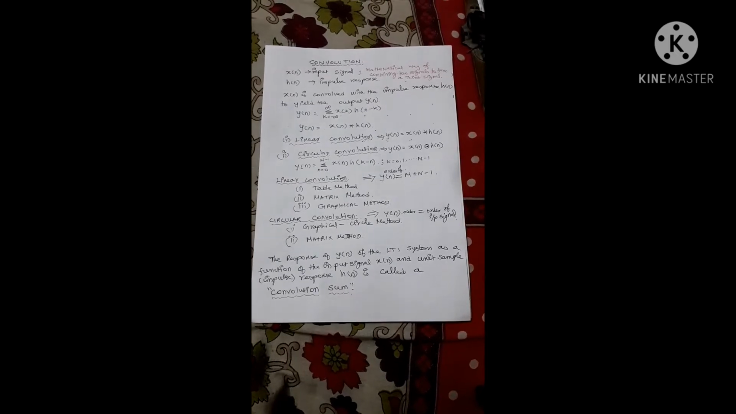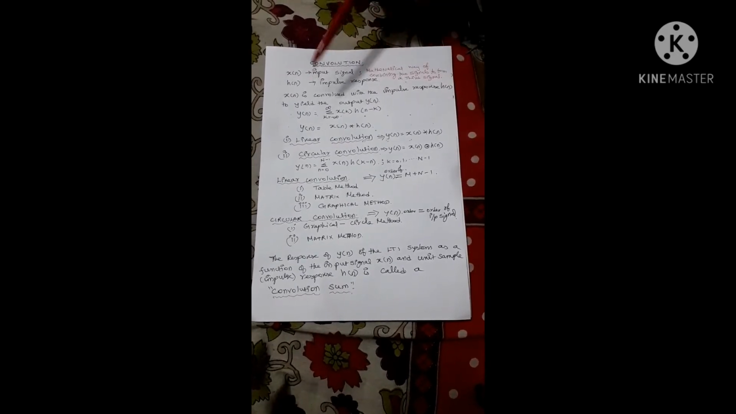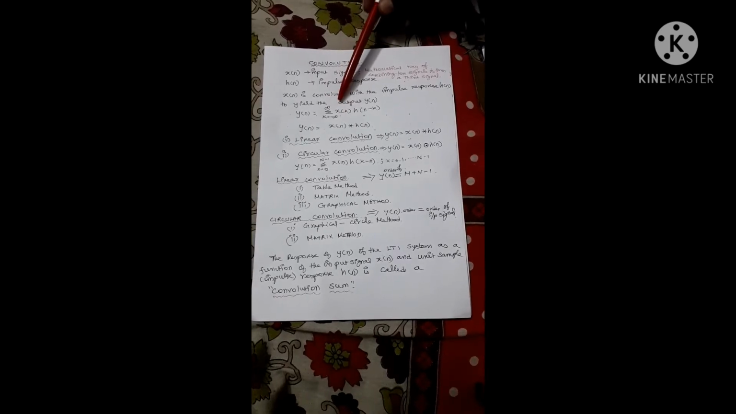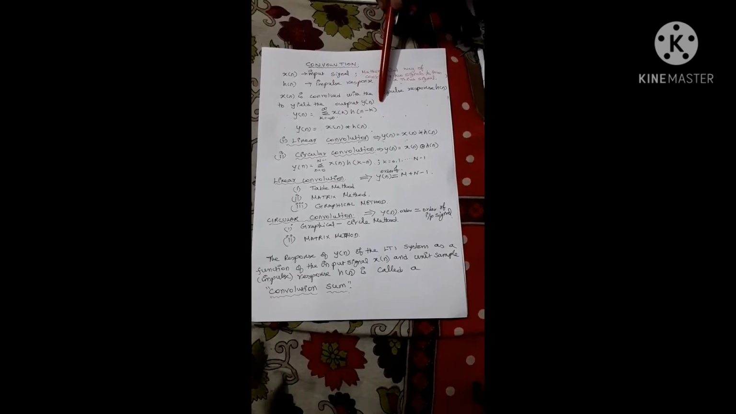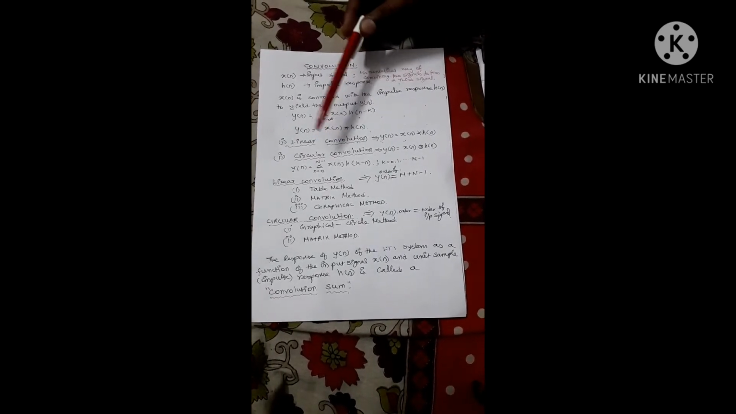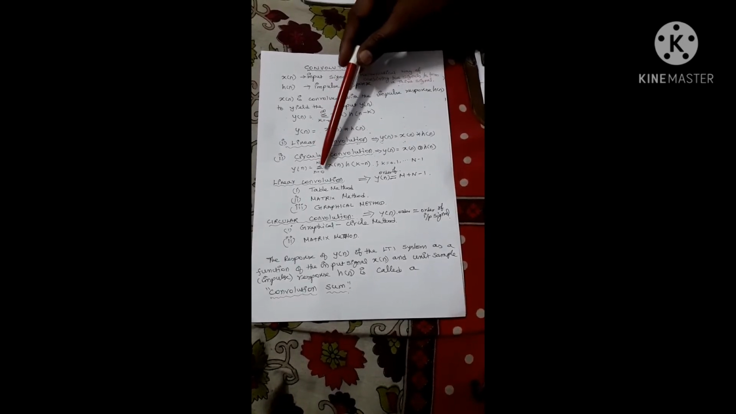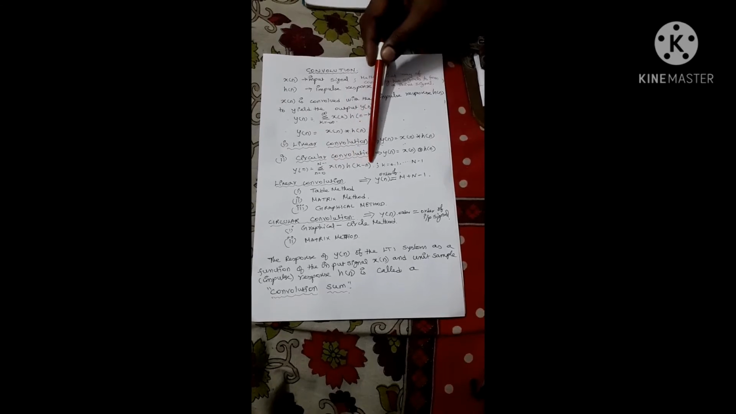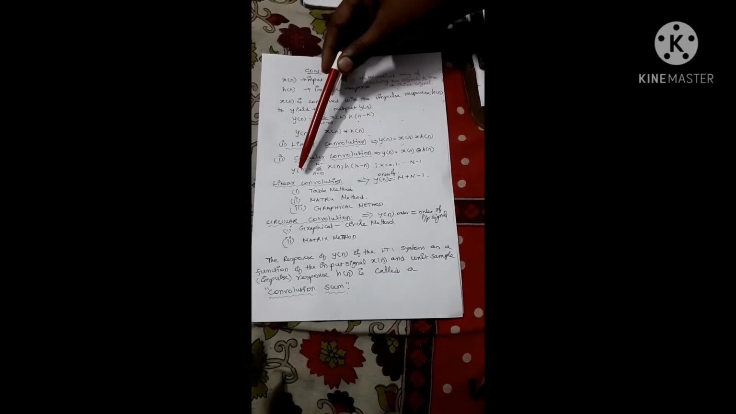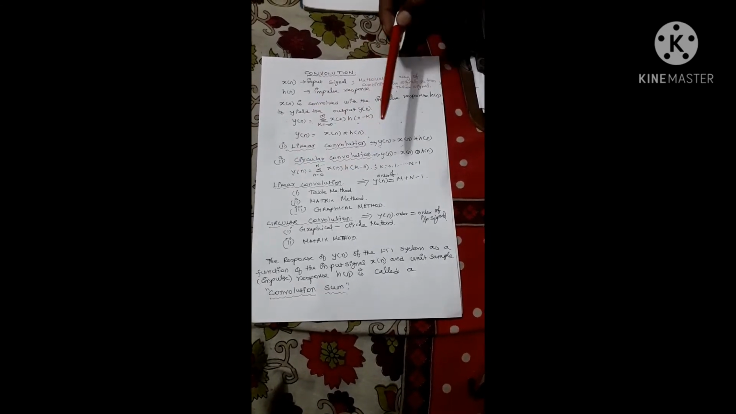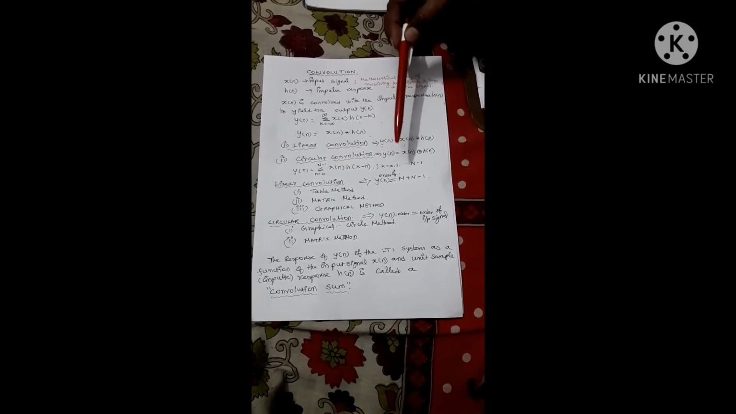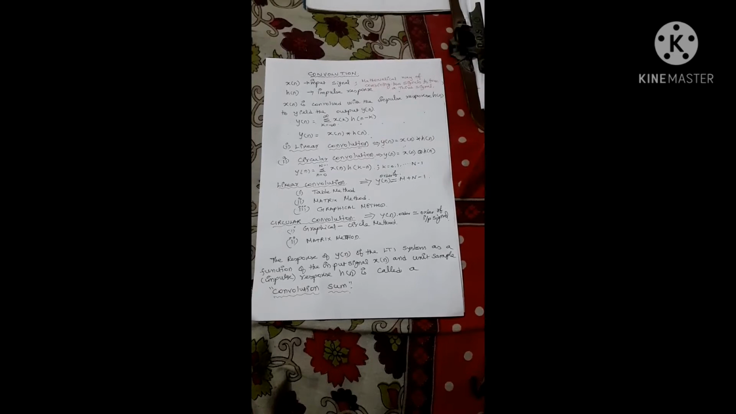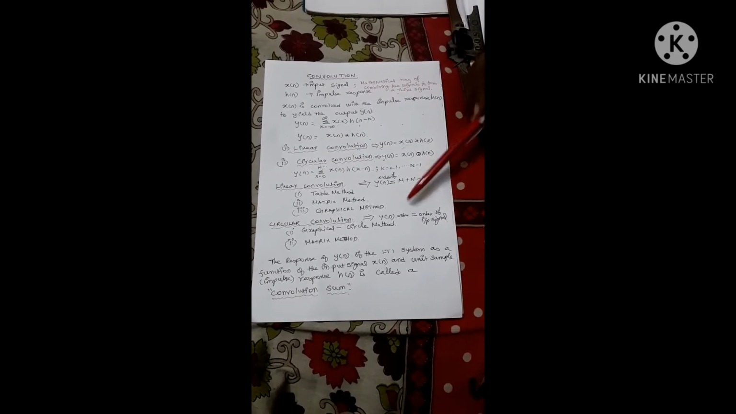We can write the equation y of n equal to summation k equal to minus infinity to infinity x of k h of n minus k. In circular convolution, y of n equal to summation n equal to 0 to n minus 1 x of n h of k minus n. Linear convolution can be calculated using three methods: one is the table method, another is the matrix method, third is the graphical method.